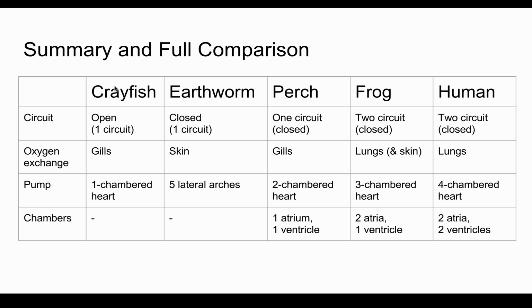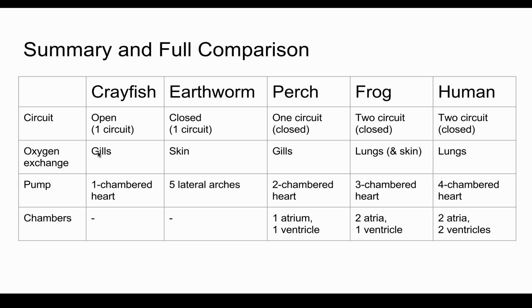So in comparison, in summary, the crayfish is an example of a 1-circuit system with an open system. So hemolymph pours into the hemocoel rather than a capillary system. In the earthworm, the circuit is closed. It is 1 circuit, just like the perch has a 1-circuit closed system. But the frog had 2 circuits in a closed system, just like humans.